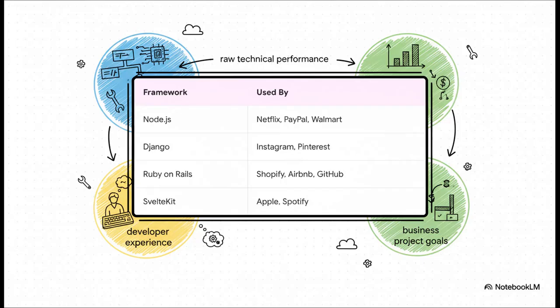And if you just look at who's using what out there, you see this play out. Some of the biggest companies in the world are built on a huge variety of frameworks. You've got Netflix on Node.js, Instagram on Django, Shopify running on Rails. This just proves there's no single best choice. The right tool depends entirely on what the business actually needs to do.